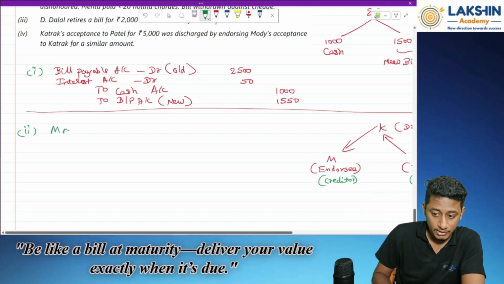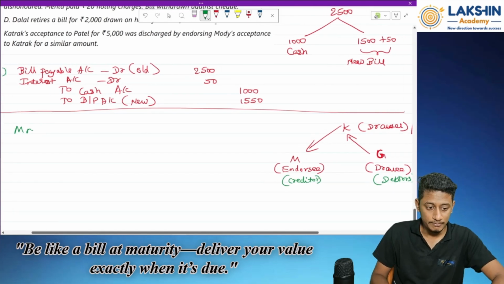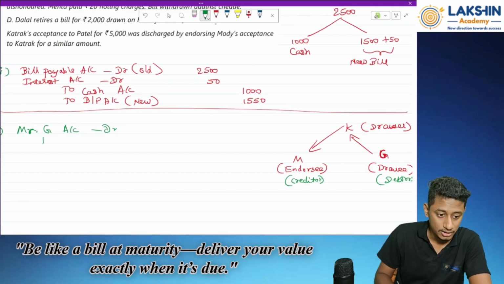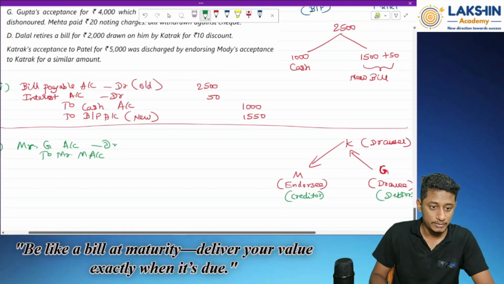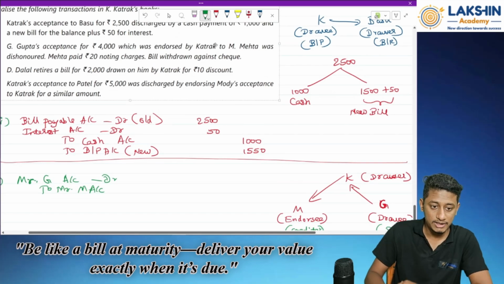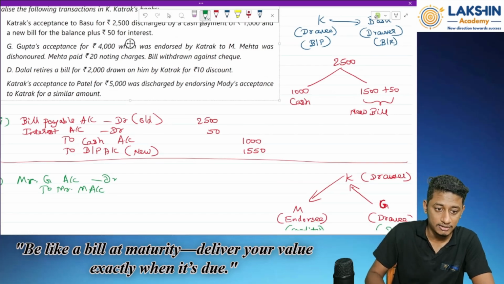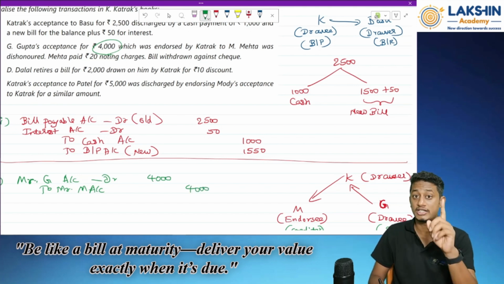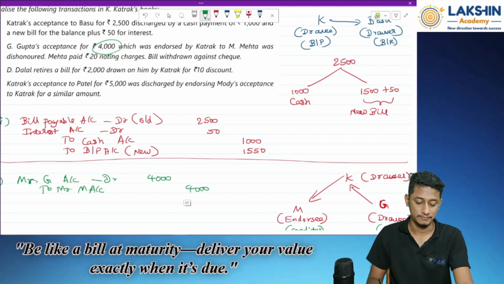Mr. G's account as a debit. I am increasing his debit balance now because of the dishonor. And to Mr. M, I am increasing Mr. M's liability in my books. Right? For how much amount? Rupees 4,000. For rupees 4,000 I am reversing all the entries. So rupees 4,000. This is the first part of your answer.